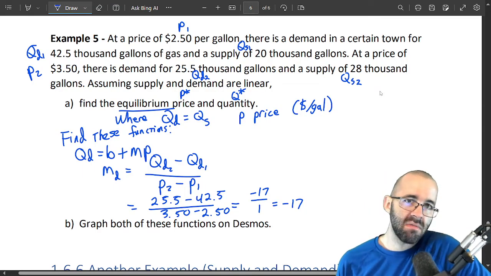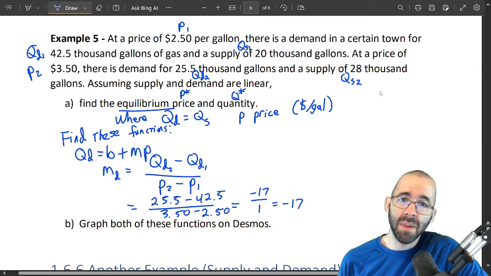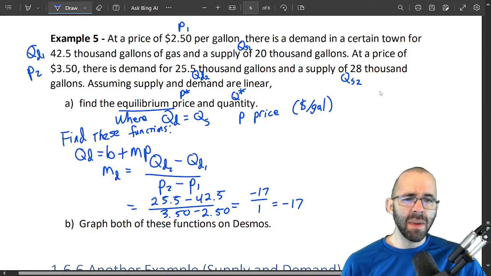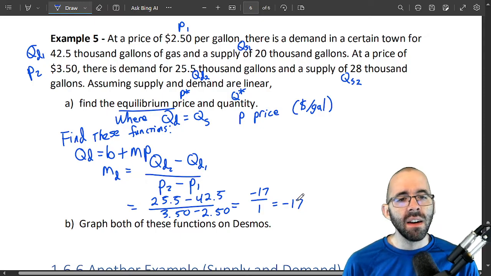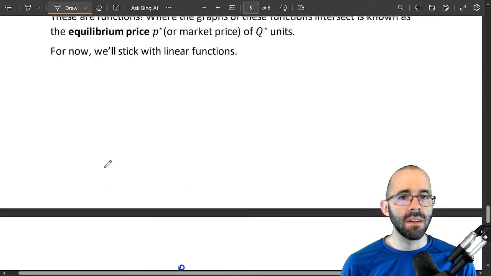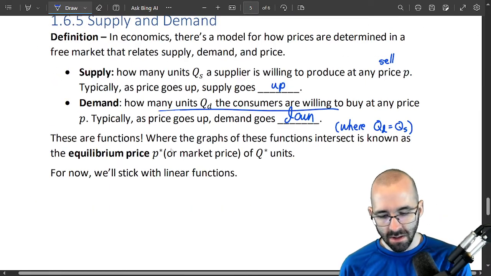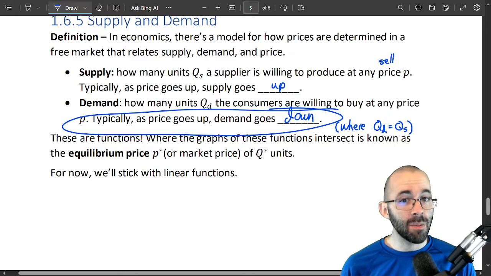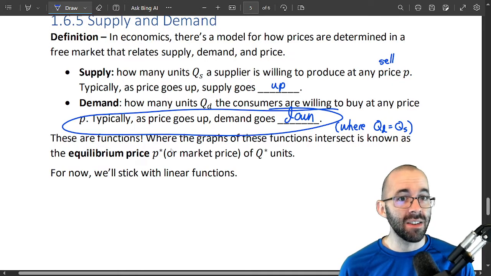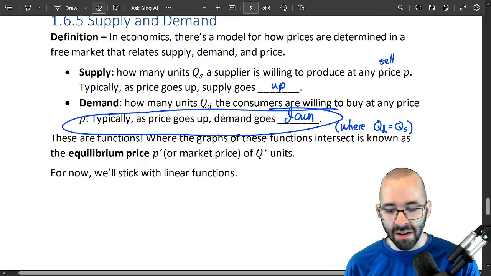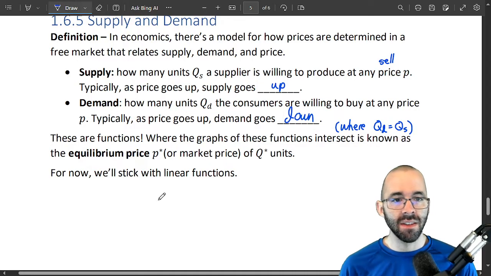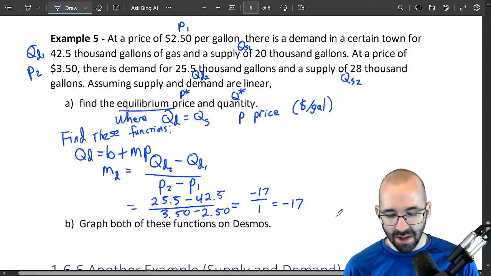Negative numbers can be a problem sometimes in applications. Does a negative number make sense here? Negative means decreasing when we have a slope. Our slope is decreasing. That says an increase of price is going to decrease our demand. Typically, when price goes up, demand does go down. Usually, the slopes of our demand functions will be negative. Okay, so that sounds all right.